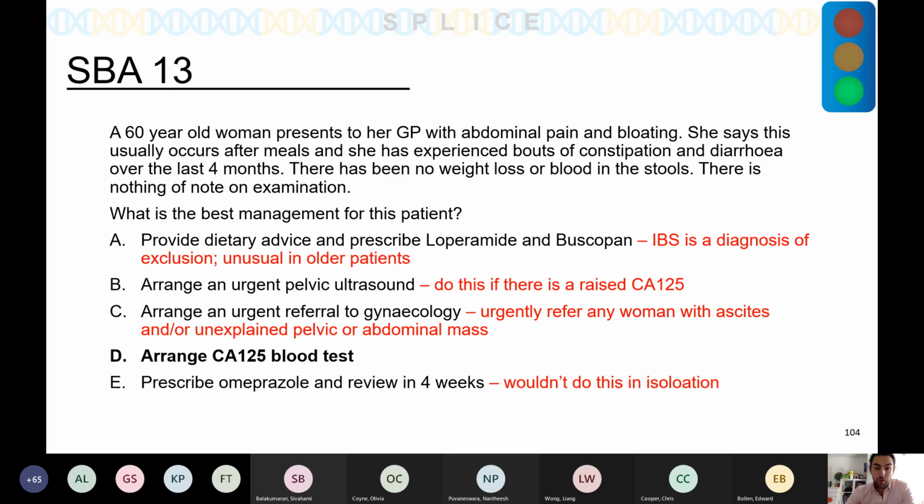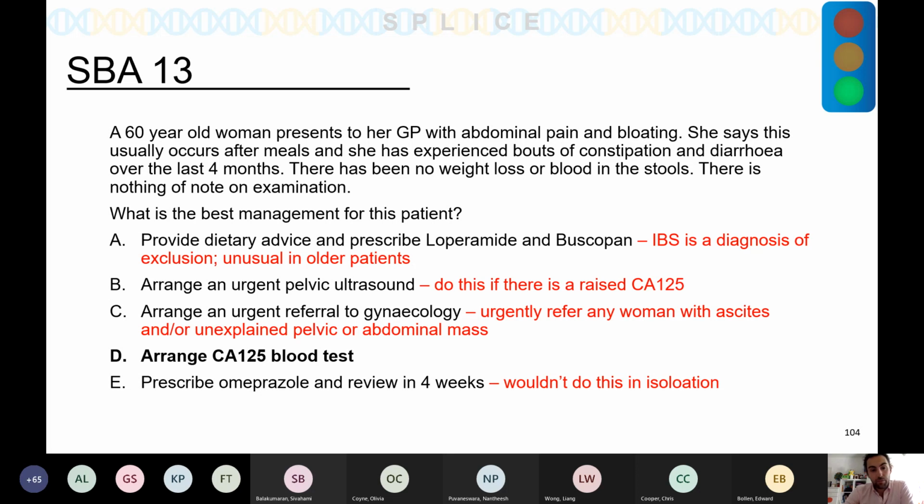So there's sort of a bit of a flow. It's a very ambiguous sort of guidance and flow chart, but I think I've summarized it as best of my ability here. So you do an urgent pelvic ultrasound if you do the CA125 and it's raised. Arrange urgent referral only if they are presenting with ascites and you can feel a mass on examination. Prescribe methods or whatever, a load of rubbish.